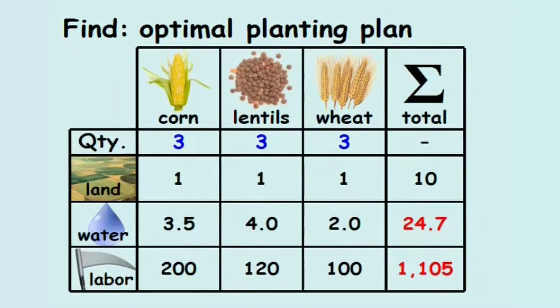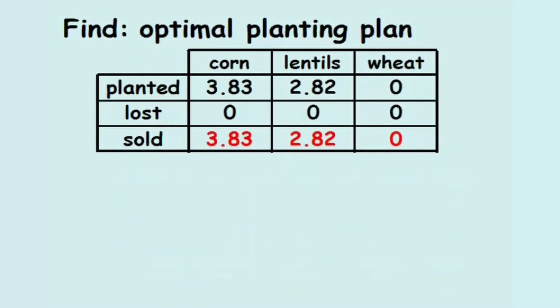In this last scenario, if the farmer had perfect foresight and knew there would be exactly 24.7 units of water and 1,105 units of labor, the optimal planting plan would be to plant 3.83 acres of corn, 2.82 acres of lentils, and 0 acres of wheat.